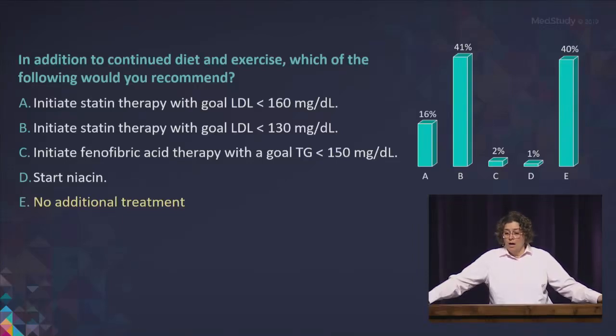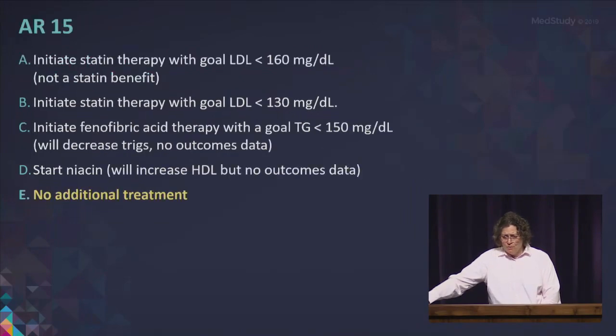The answer is E, no additional treatment. So those of you who answered with the target of less than 130 were still the treat to target group, and those were the older guidelines. So the guidelines that we're talking about with the statin benefit kind of trumped those. So no longer do we have the concept of treat to target. We have the concept, are you statin benefit or not statin benefit?